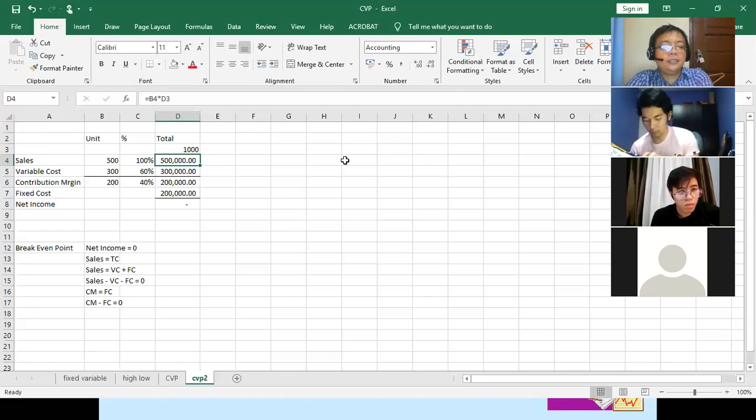Alright, next. Is it okay if we end here at break-even for now? Then on Monday, since we will still meet, we will continue this. We will discuss operating leverage, margin of safety, up to absorption and variable costing. Is it okay if we extend maybe two hours, two and a half hours on Monday?